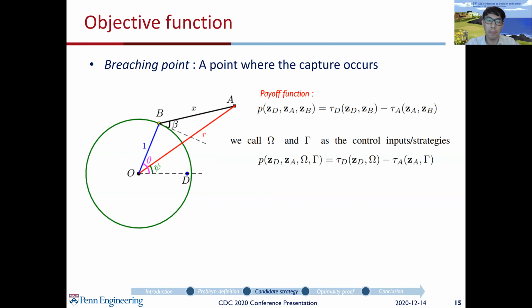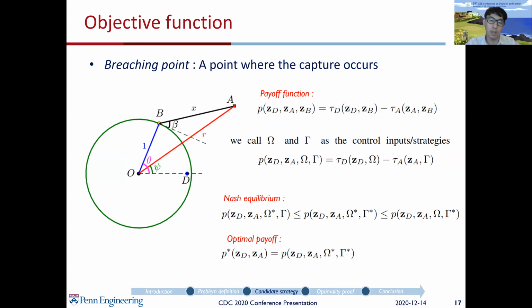And we also call capital omega and gamma the control inputs and strategies. So we can change the payoff function equation to use the control inputs and strategies. And we can express this as a Nash equilibrium, where omega star and gamma star indicate the optimal strategy. And the optimal payoff here is P theta, which is given by the payoff function when the optimal gamma and omega are used.